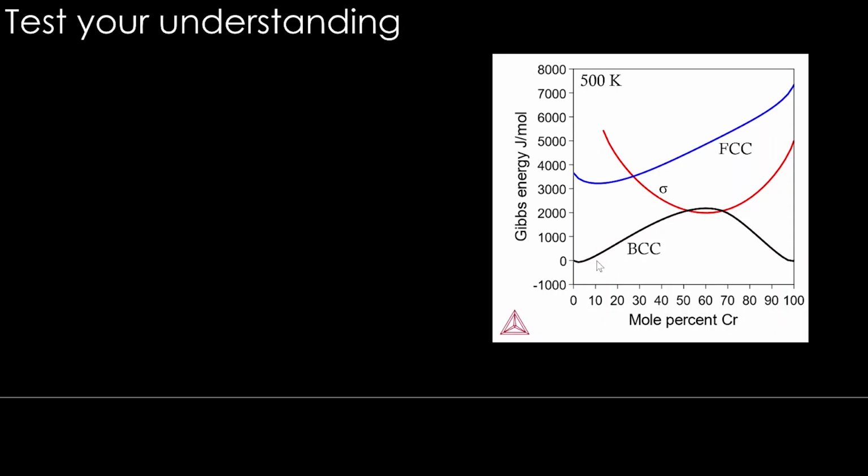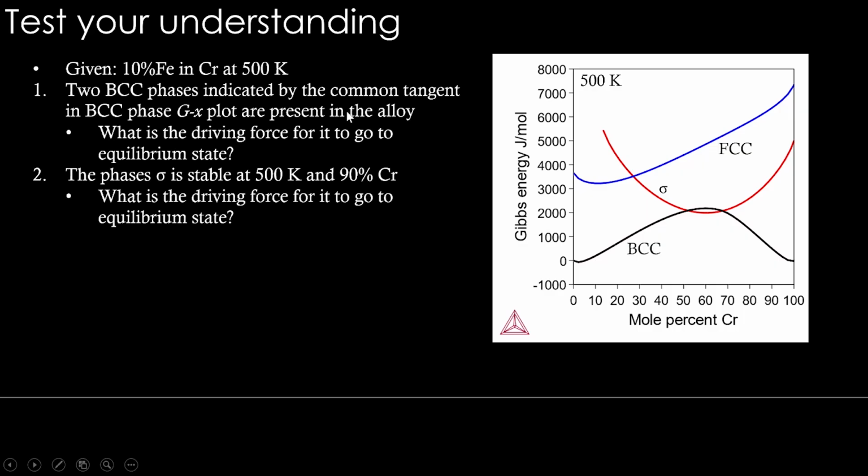Right? Now, test your understanding with this example. Case 1 is quite interesting. Two BCC phases indicated by the common tangent in the BCC phase GX plot are present in the alloy, meaning you put a common tangent here. This BCC and this BCC are present in the alloy. Now what is the driving force for it to go to equilibrium state?